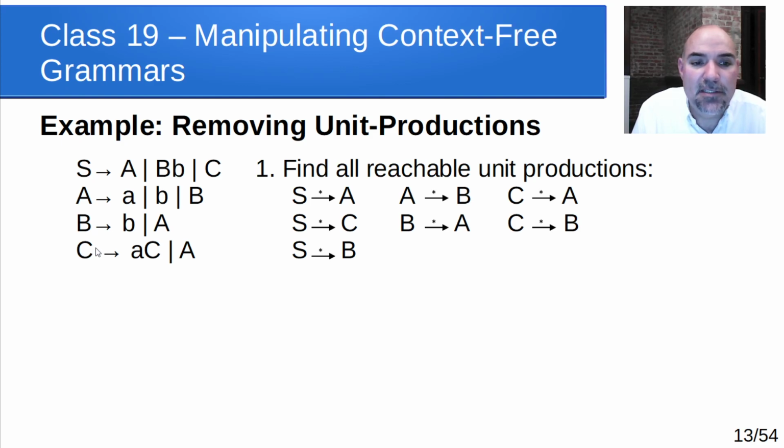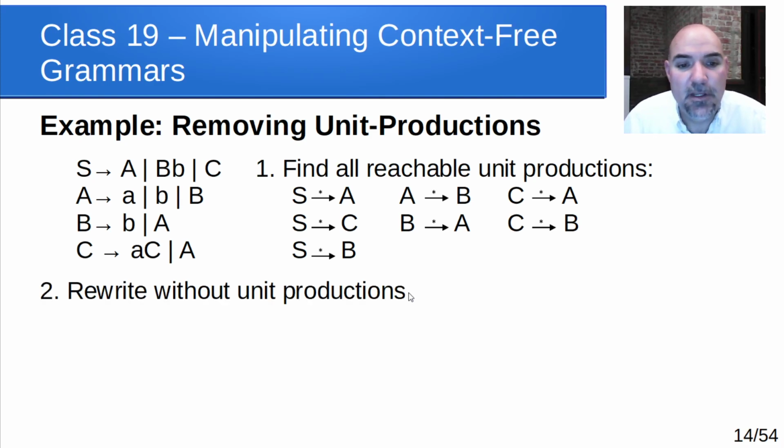C producing A, C produces just A. C producing B, a little more complicated. C goes to A goes to B. So C by way of A could get to B, and the same thing for S. S can go by way of A and get to B. So this is the list of all of the unit productions that we found, all the reachable ones.